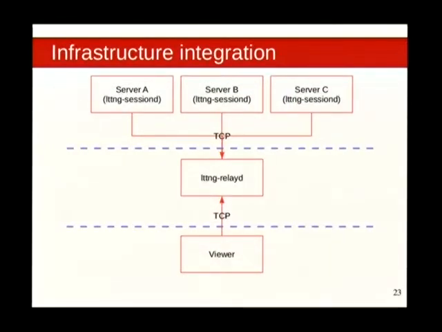So this is a quick image of the infrastructure of LTTng, where you have LTTng session D on your host. This means LTTng session D is the daemon that traces. So the traces are being collected on the LTTng session D on the top, server A, server B, server C. Those servers are being traced. And you can extract those traces through TCP to RelayD, and then you can have your viewer connected to that RelayD over TCP.